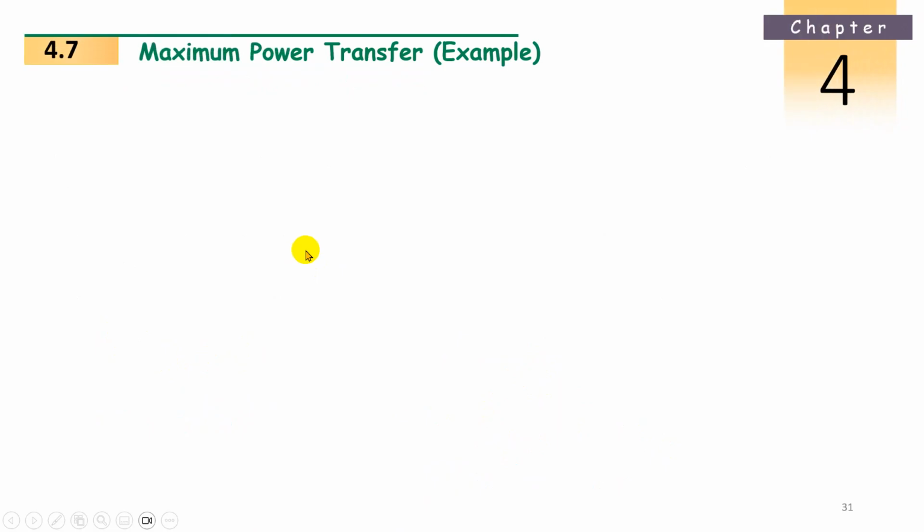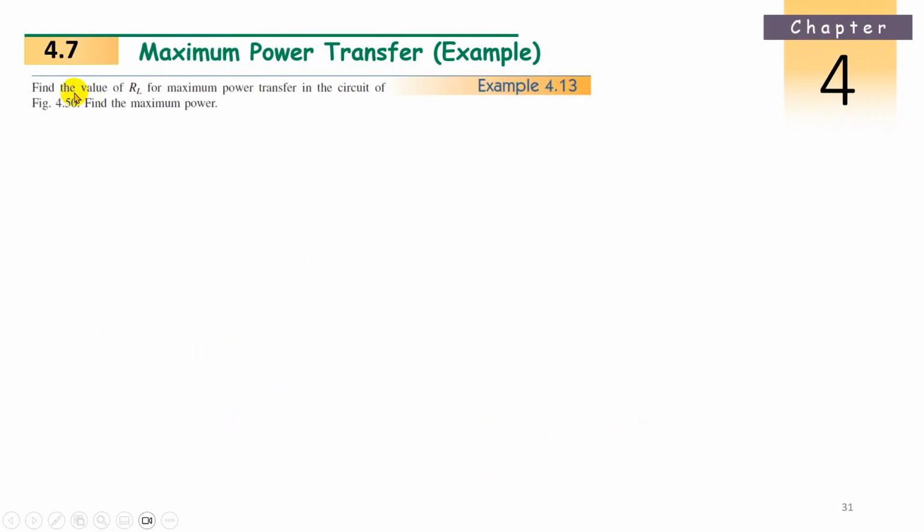Now next, we have an example. Find the value of RL for the maximum power transfer in the circuit shown in the figure. Find the maximum power. So this is a circuit between terminals A and B. There is an RL and this is your main circuit where we have to find V Thevenin's and R Thevenin's. Then we have to find the maximum power.